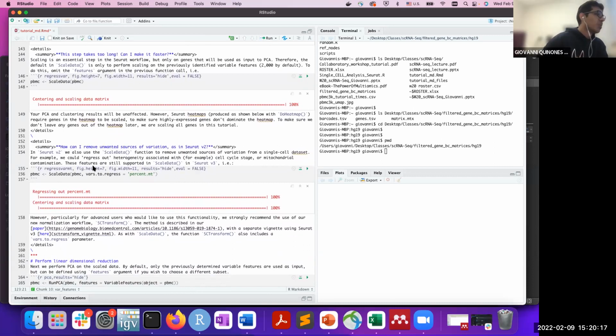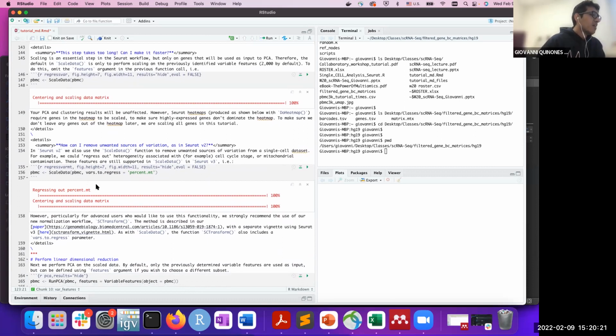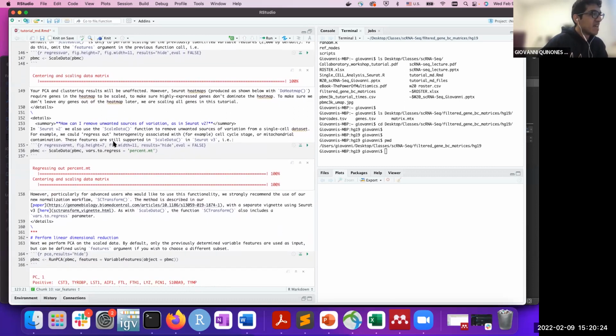Okay, and one interesting thing about the scaling too is that you can regress out variables that you're not interested in. Now, what do I mean by regress out? It's actually a technique in statistics, and just to very quickly summarize it, it consists of finding how much of the signal that you're seeing is due to a specific variable.